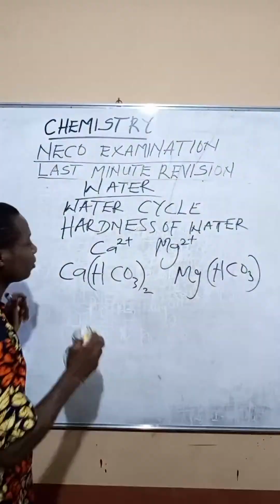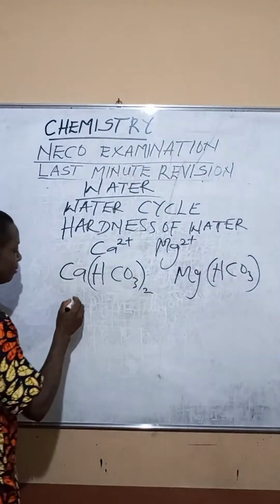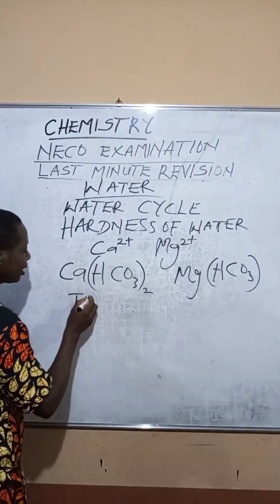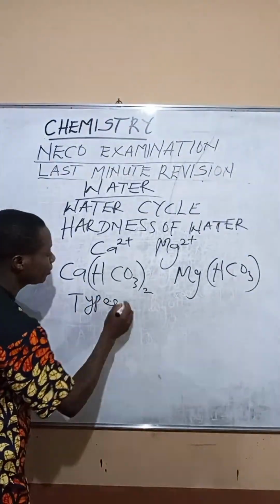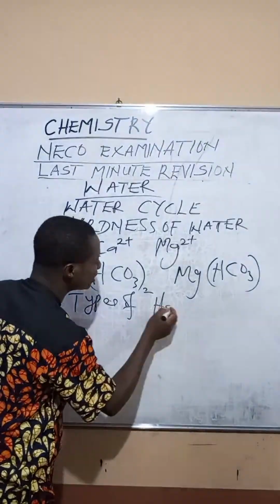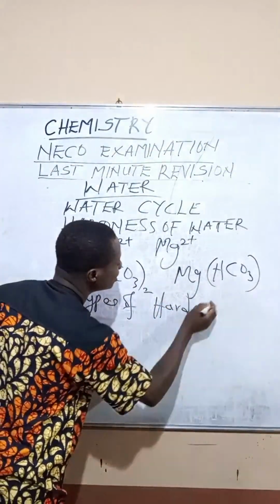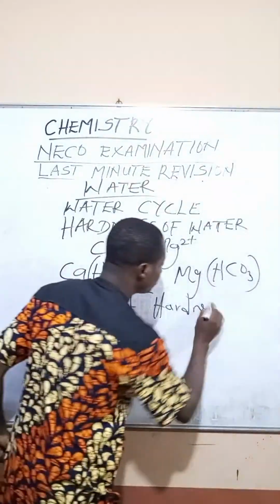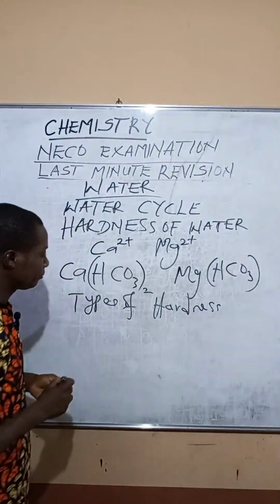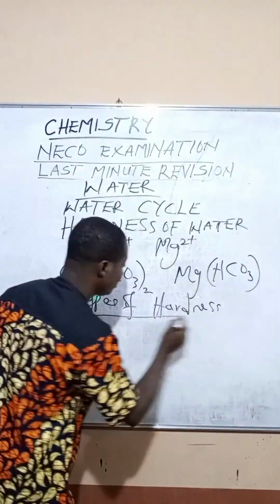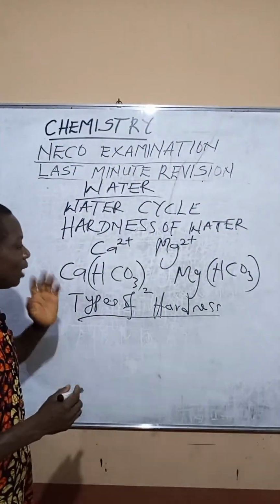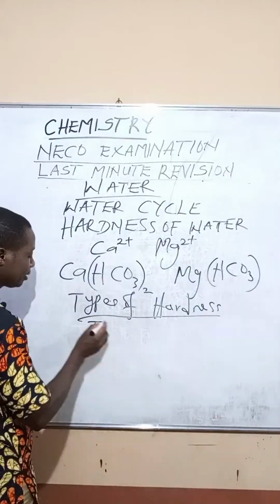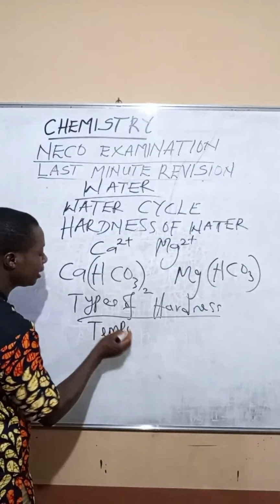Then let's look at the types of hardness. Yes, I'm using this method so that you understand better. Types of hardness. When you get to examples, just understand all these topics, and you will not be struggling. Now, types of hardness. What are the types of hardness? We have two types of hardness, okay? We have the temporary hardness.